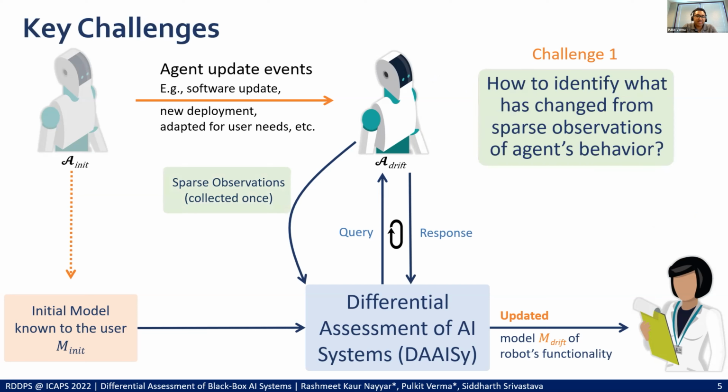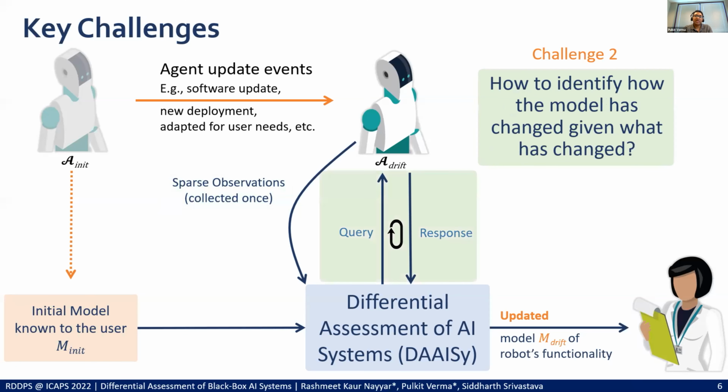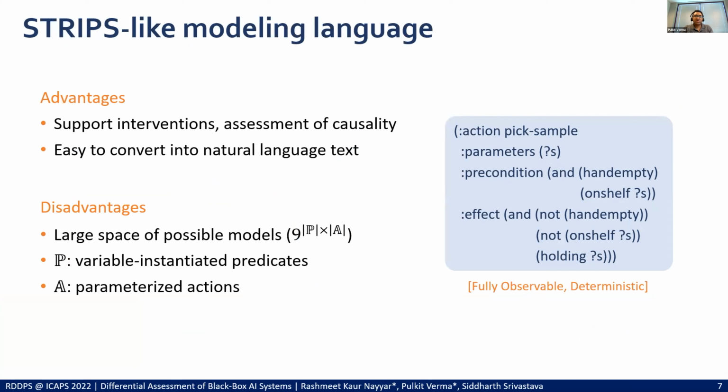Now there are two key challenges in this approach. The first one is to identify what portions of the model have changed based on a few sparse observations of the robot's behavior. Once we predict this information, the second challenge is to identify how exactly those portions of the model have changed, and we do this using an active query-response interface. But before we dig deeper into these challenges, let's first see how we represent these models. In this work, we use script-like models because such models can be easily translated into interpretable descriptions.